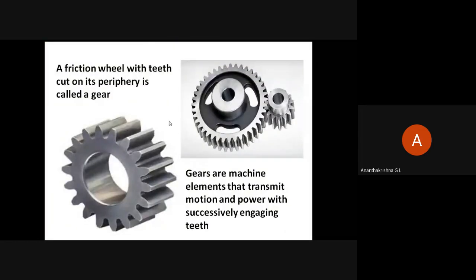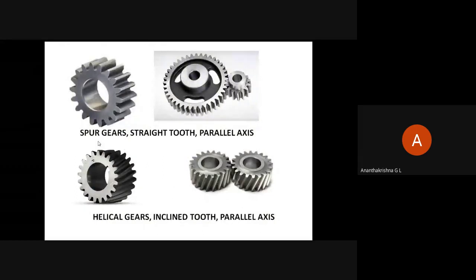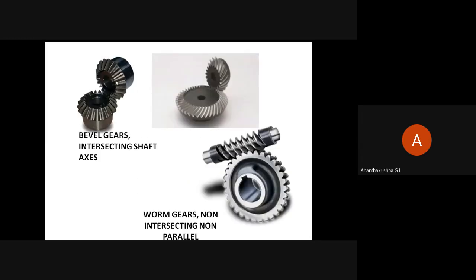Yes, sir. Okay, fine. So what we learned yesterday is the introduction to gears. We learned the definition of a gear, which is essentially a frictional wheel with teeth cut on its periphery. According to AGMA, gears are elements that transmit motion and power with successively engaging teeth. Then we learned about the classification of gears: parallel axis, which includes spur and helical gears; intersecting shafts, which essentially use bevel gears to transmit motion at an angle; and non-intersecting, non-parallel gears, essentially called worm gears.